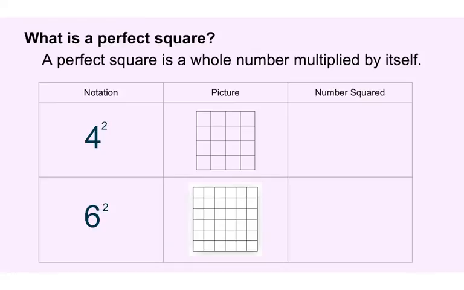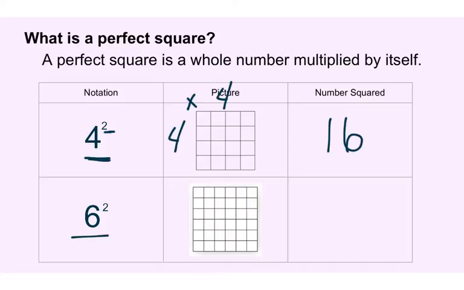Okay, so let's talk about perfect squares first. What is a perfect square? A perfect square is a whole number multiplied by itself. So down below I have kind of a chart. 4 squared, remember that exponent is a 2. And what that means is, this is the picture. It's a 4 by 4 square, okay? And when you multiply that by itself, the number squared is 16. That's a perfect square.